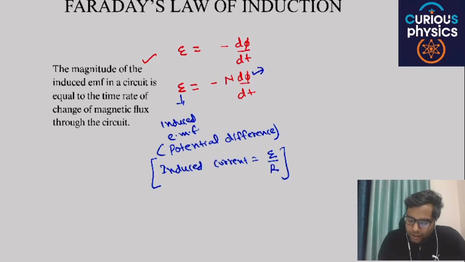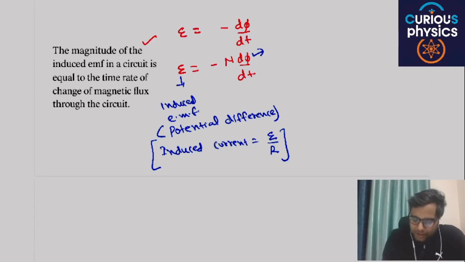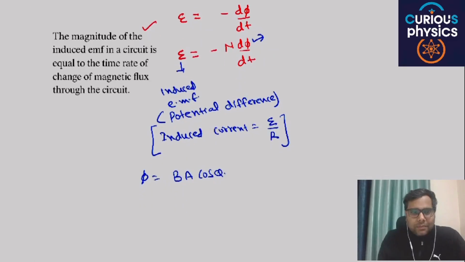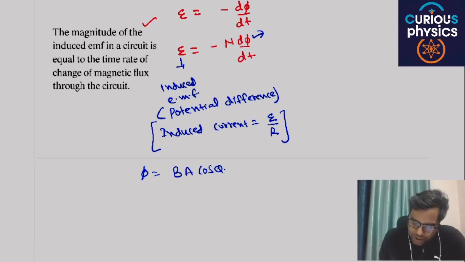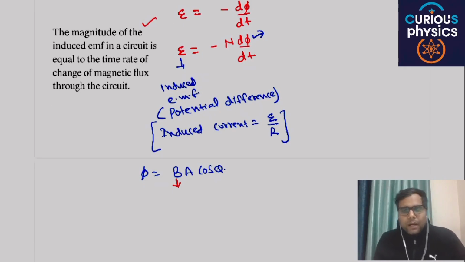So how can you change the magnetic flux? The basic formula of magnetic flux is B A cos theta. So magnetic flux can be changed by changing B. In the above three experiments, you changed the value of B by the relative motion of the two coils, and by suddenly pressing the key or suddenly removing the key, you changed the magnitude, or value, of B.